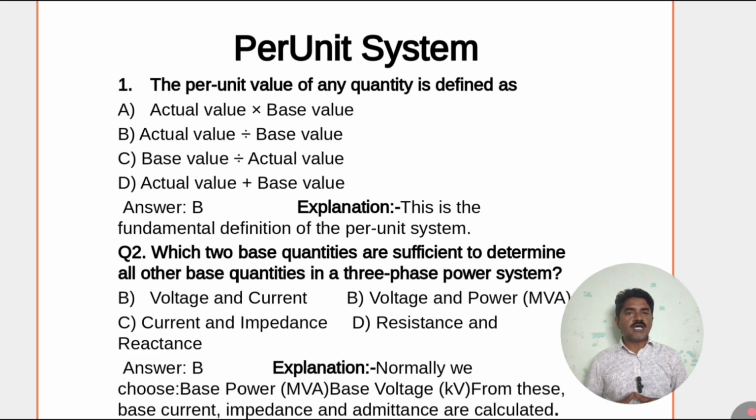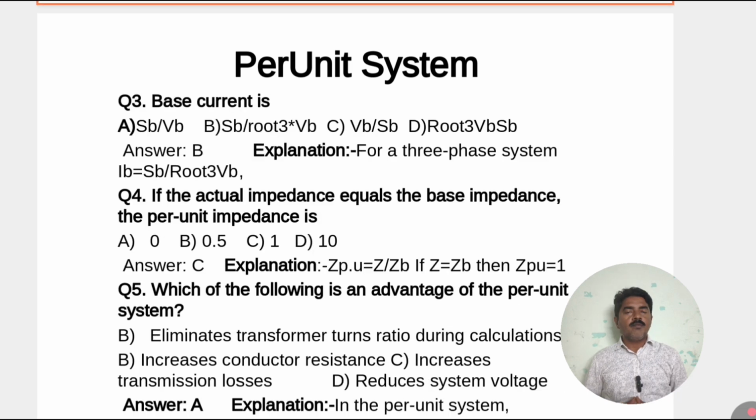Which two base quantities are sufficient to determine all other base quantities in a three-phase system? Those two requirements in the per unit system are taken as constants, that is base voltage and base power. B is the answer. Base current: all of you know that P is equal to root 3 VL IL. From that equation, B is the answer.